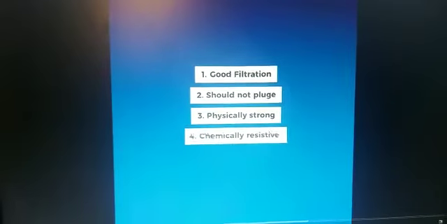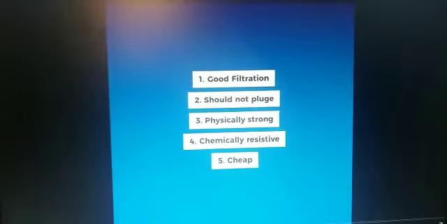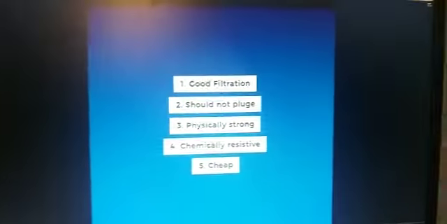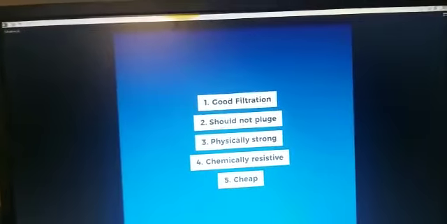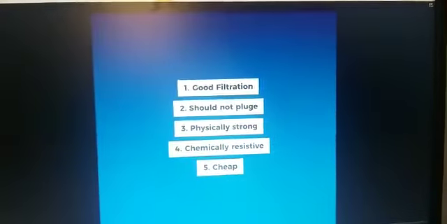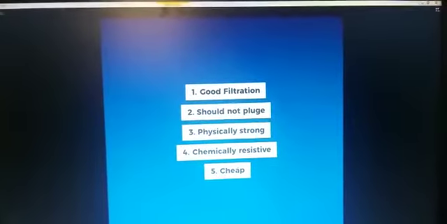It must possess good filtration ability, it should not plug, it must be physically strong, chemically resistive, and it must be cheap. So these are 5 important properties for any filtering media. Physically it needs to be strong, chemically resistive, good filtration must be done, and it should not be plugged.